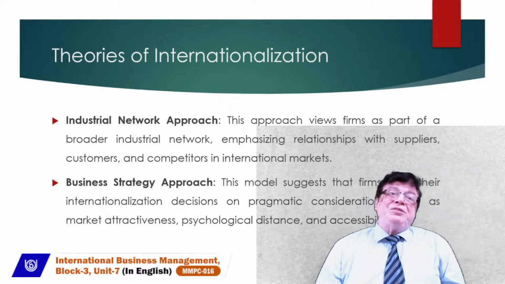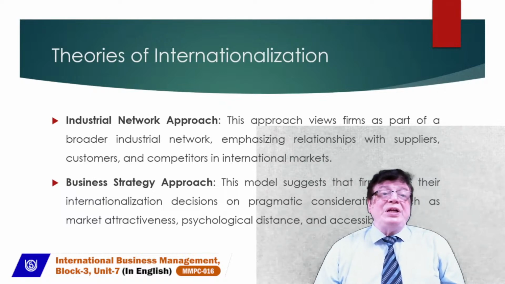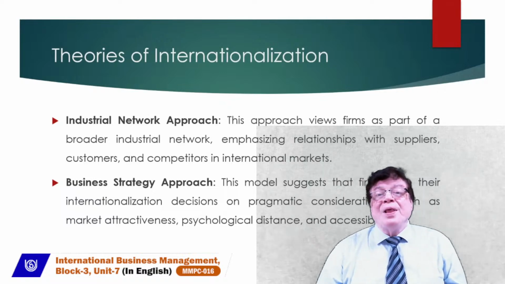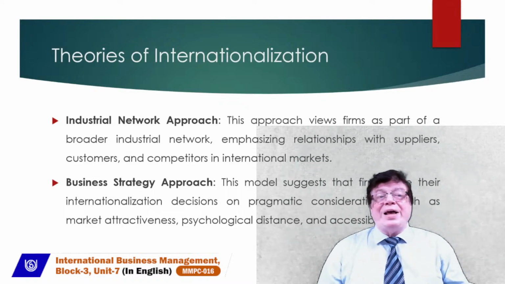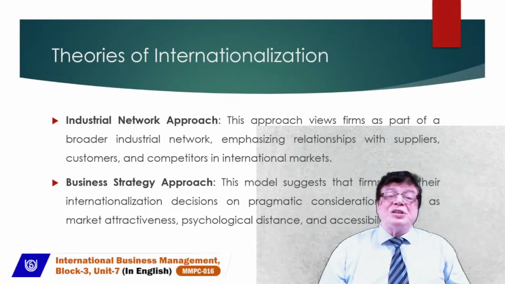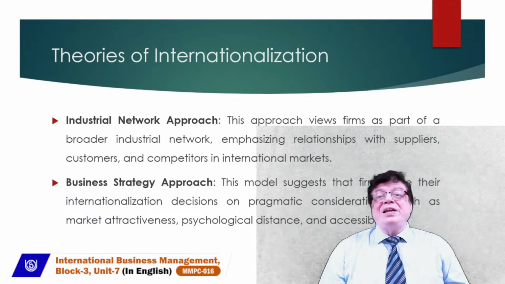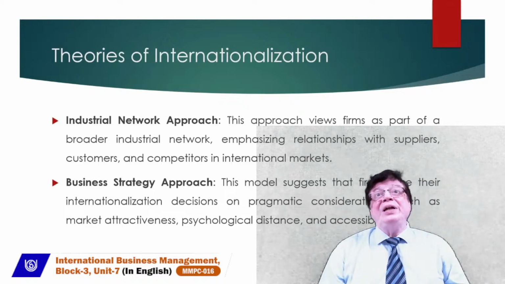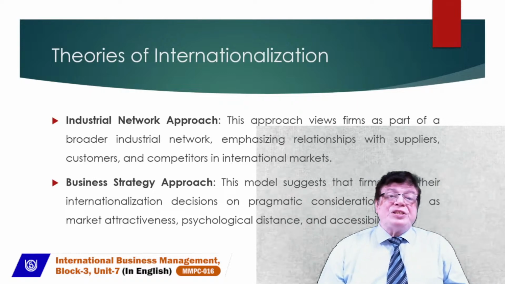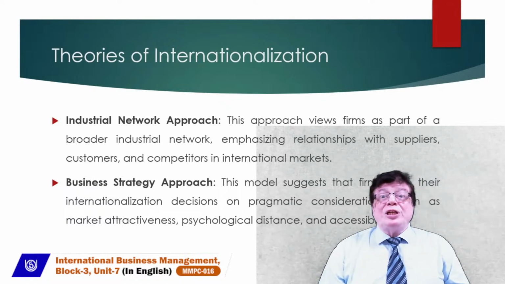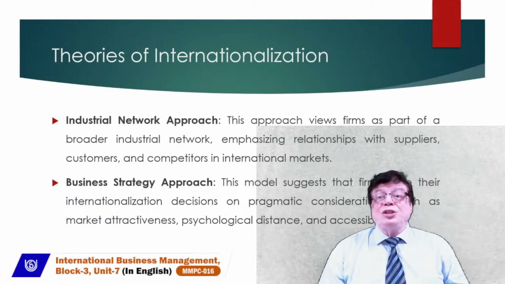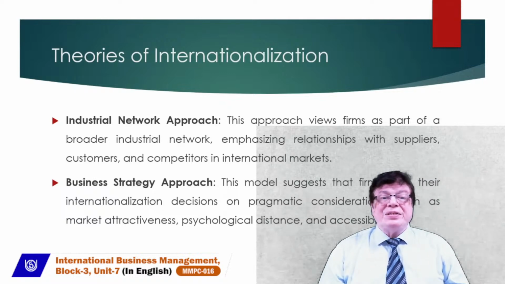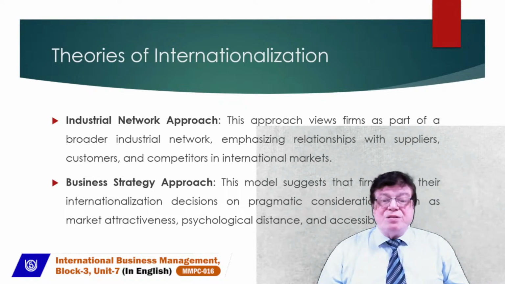So, in this slide, we have studied two theories. The first theory is industrial network approach. This approach views firms as part of a broader industrial network, emphasizing relationships with suppliers, customers, and competitors in international markets. Business strategy approach: this model suggests that firms base their internationalization decisions on pragmatic considerations such as market attractiveness, psychological distance, and accessibility.